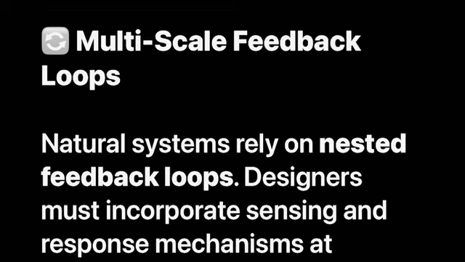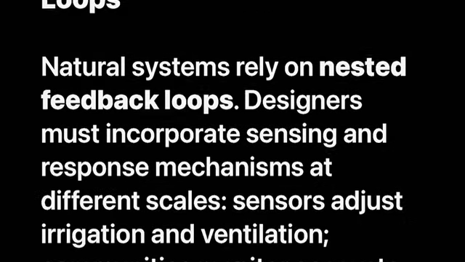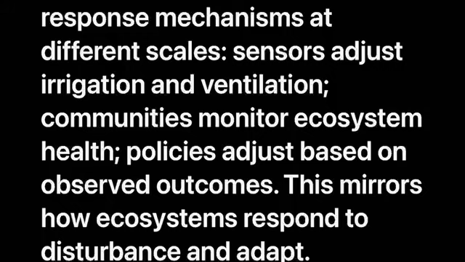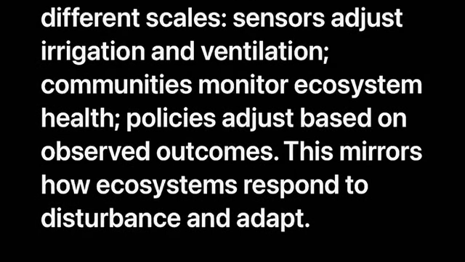Multi-scale feedback loops. Natural systems rely on nested feedback loops. Resilient designers must incorporate sensing and response mechanisms at different scales. Sensors adjust irrigation and ventilation. Communities monitor ecosystem health. Policies adjust based on observed outcomes. This mirrors how ecosystems respond to disturbance and adapt.